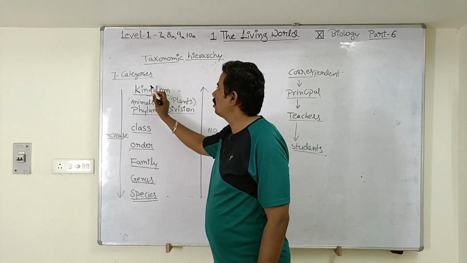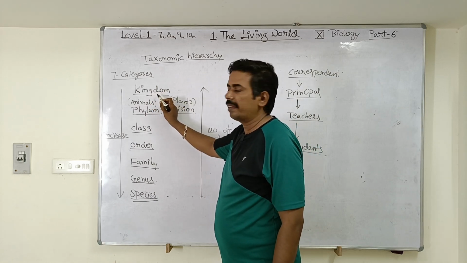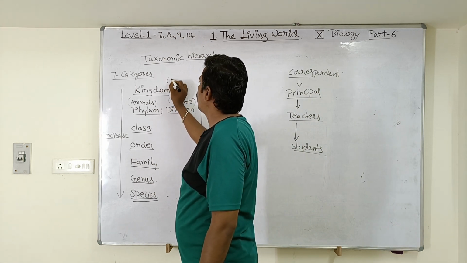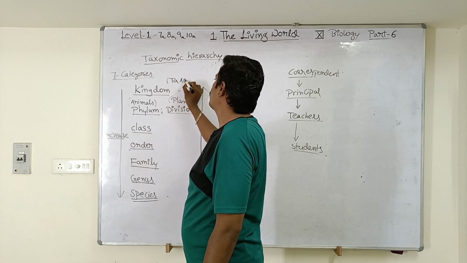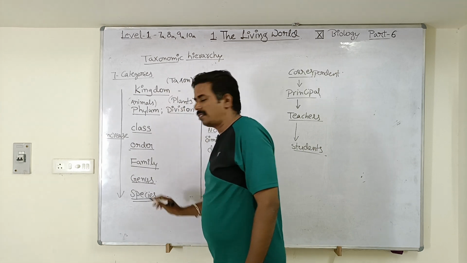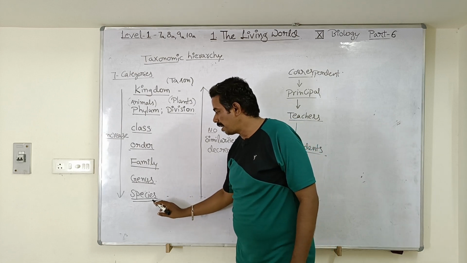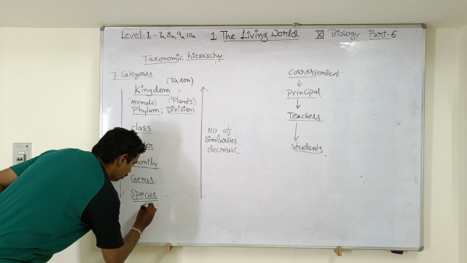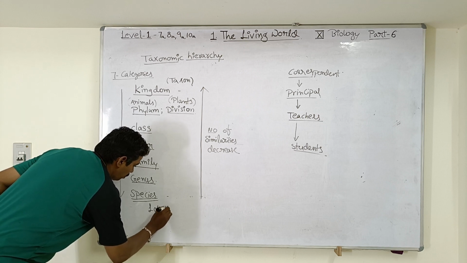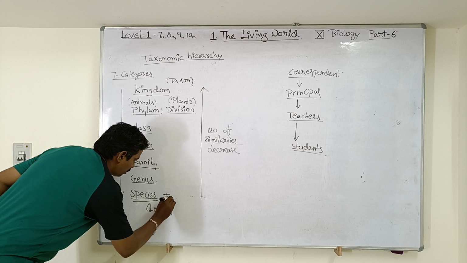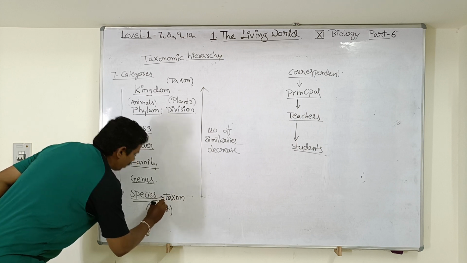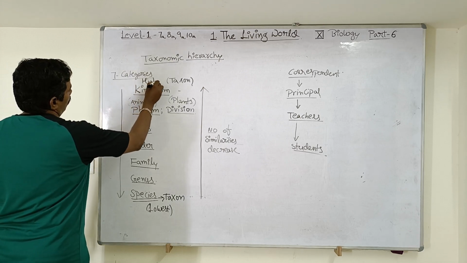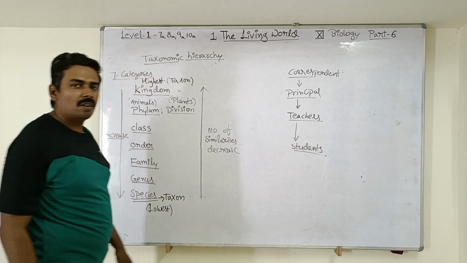Who is the topmost category? Kingdom is the topmost category, otherwise called the topmost taxon. So who is the lowest taxon or lowest category? The lowest taxon is species. Species is the lowest taxon. The highest taxon is the kingdom. It is the highest taxon in the taxonomical hierarchy.